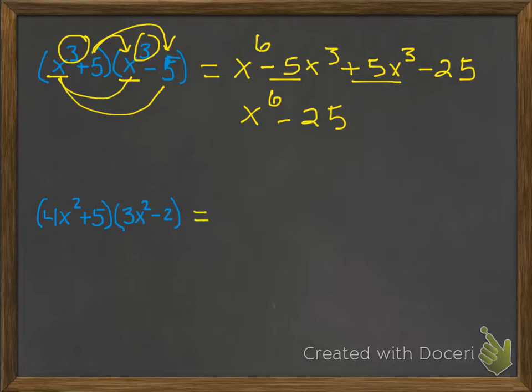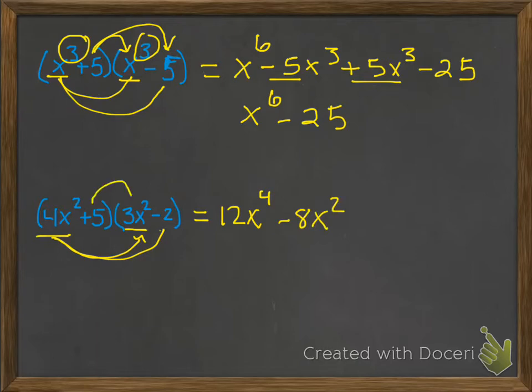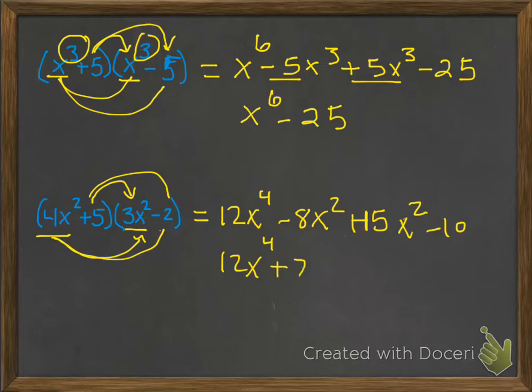So the last one here, now I have numbers in the front. So first I'm going to multiply 4x squared times 3x squared. So that's going to make 12x to the 4th, because we add our exponents, minus 8x squared. Now I'm going to start with this 5, plus 15x squared. That should be a 15, not a 5. Minus 10. And we end up with 12x to the 4th plus 7x squared minus 10.